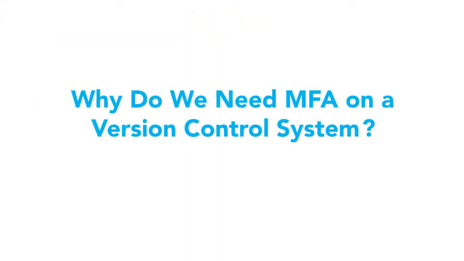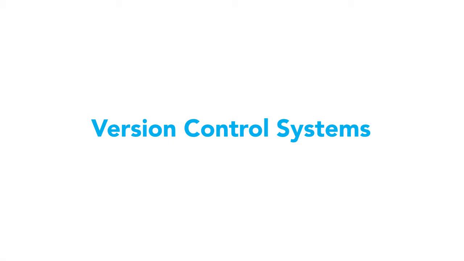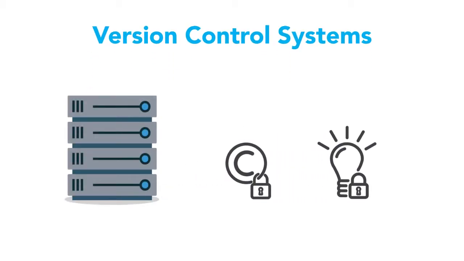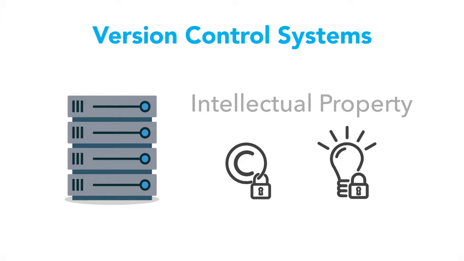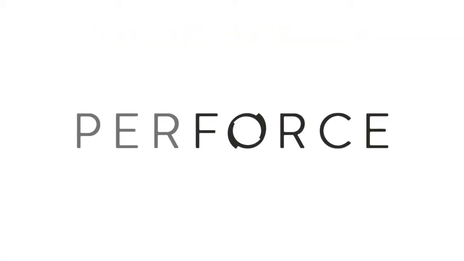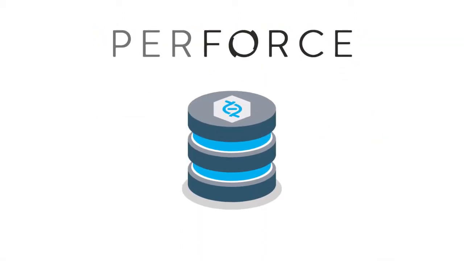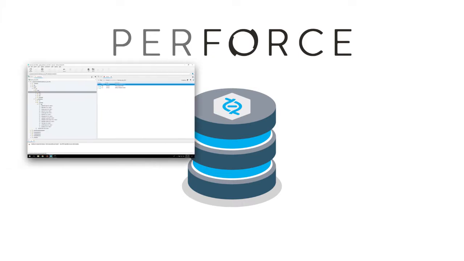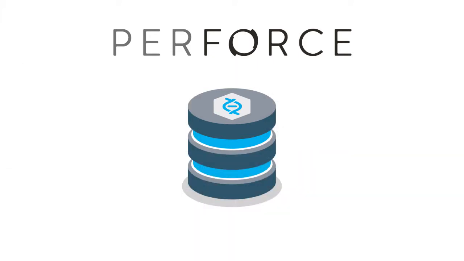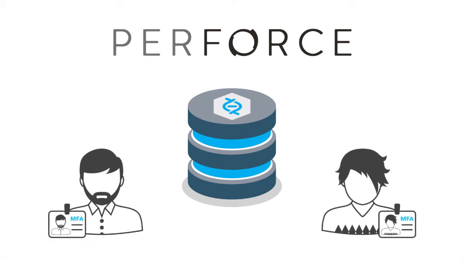Why do we need MFA on a version control system? Version control systems store some of the most valuable assets companies possess, their intellectual property. Even so, most version control systems don't provide support for MFA. Perforce already limits access to files stored in Helix VCS, either via the client application, command line, or swarm using a web browser. This means that only users with permission can view and act on the files stored.